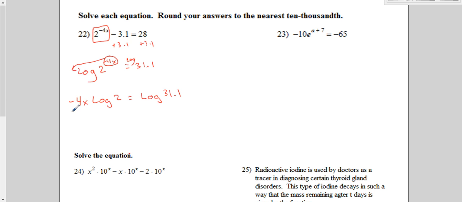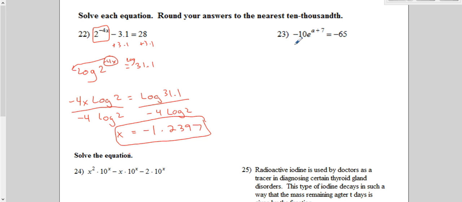Now, to get x by itself, I need to divide out the negative 4 and the log of 2. So when I divide by negative 4 and the log of 2, and I put that into my calculator, I will get x is equal to negative 1.2397.